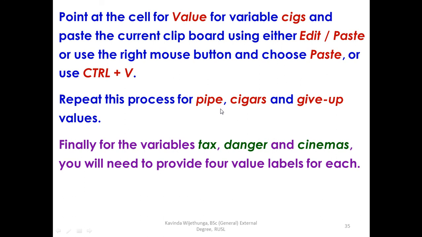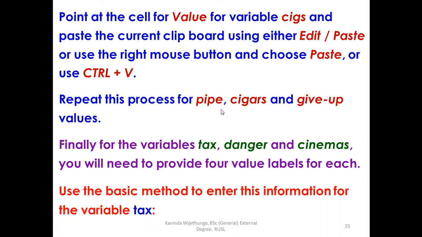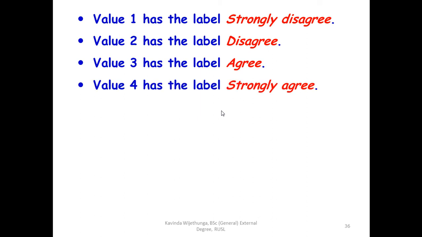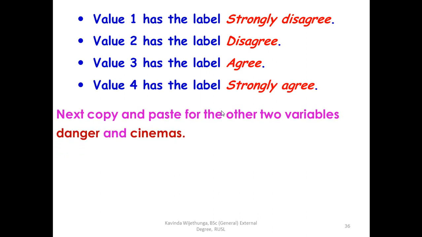Finally, the variables tax, danger and cinema zoo will need 4 values for the labels for each. Use the basic method to enter the information for the variable tax. For the tax, value 1 is strongly disagree, value 2 is disagree, and then agree and strongly agree. So how can you enter those kinds of data?